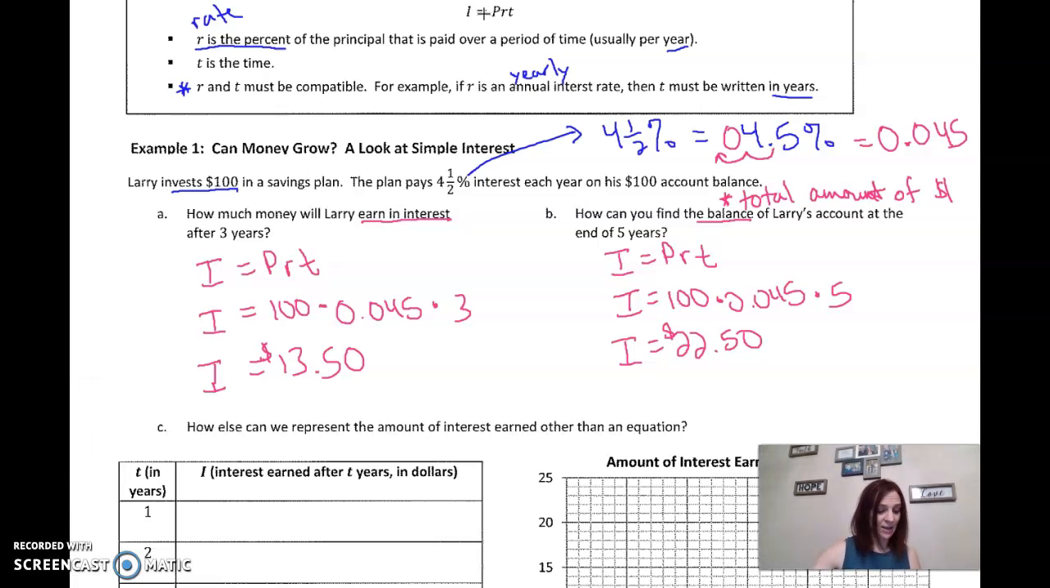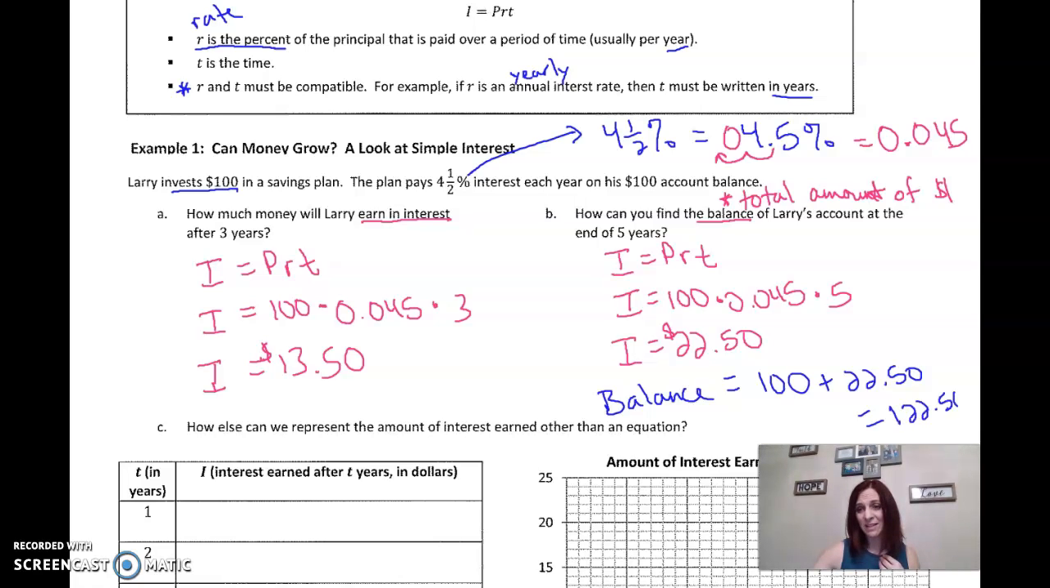But, okay, balance, we're going to add the interest to the principal. So our balance in the account, how much money Larry has in the account, is the original $100. That didn't change, that's still there, plus our $22.50, which is a total of $122.50. Okay, so if you think about it, if Larry puts $100 in, that $100 is still there, plus the interest he earned, $22.50. So be careful when you read your questions if it's asking for interest or balance.